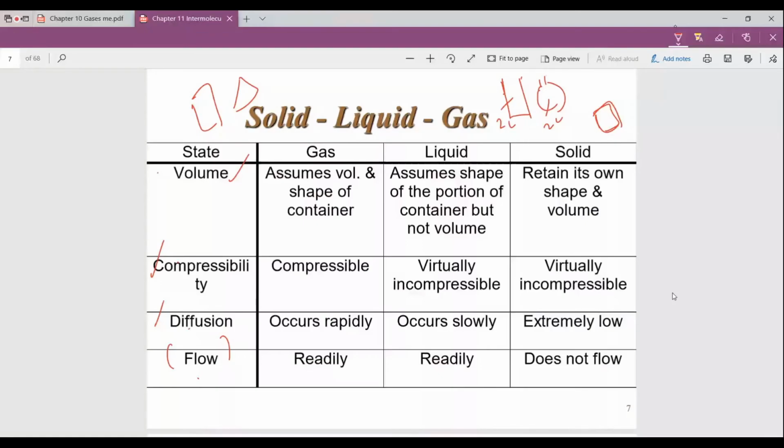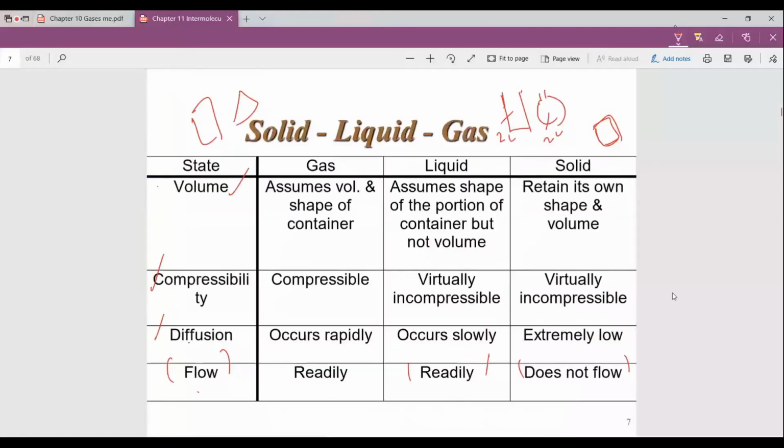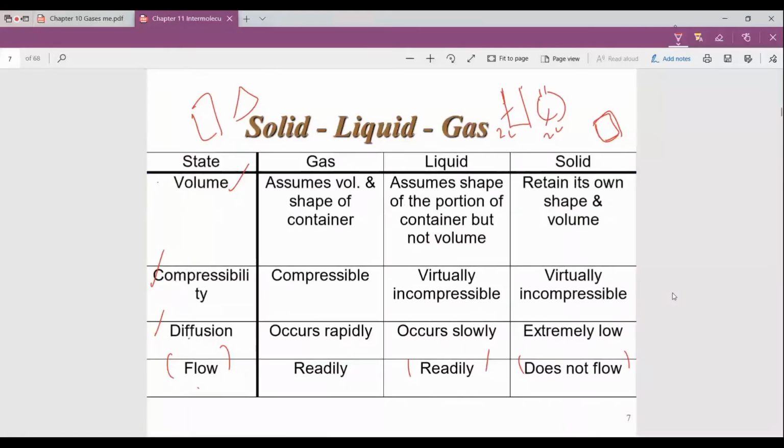Remember, flow is like when you try to pour 1 liter of water into a basin, and then you observe what happened. It can flow, right, for the liquid, but a solid can't flow. Okay, that's the molecular comparison between solid, liquid and gas.